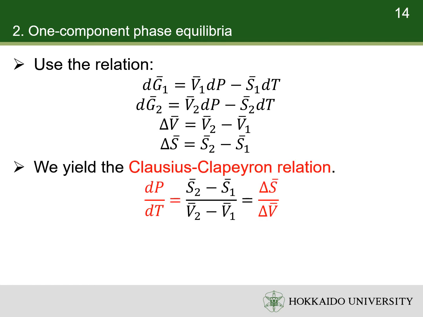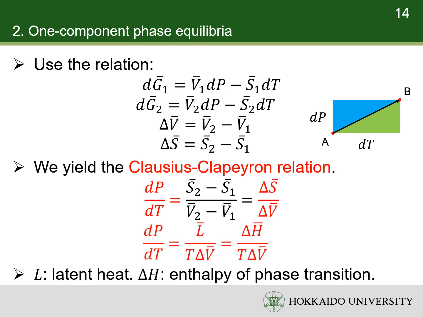Then, we can express the ratio between dP and dT. It is the so-called Clausius-Clapeyron relation. dP over dT is the slope of the tangent to the phase boundary in the temperature-pressure phase diagram. The entropy of phase transition at constant pressure can be replaced by the latent heat or enthalpy of phase transition divided by temperature.